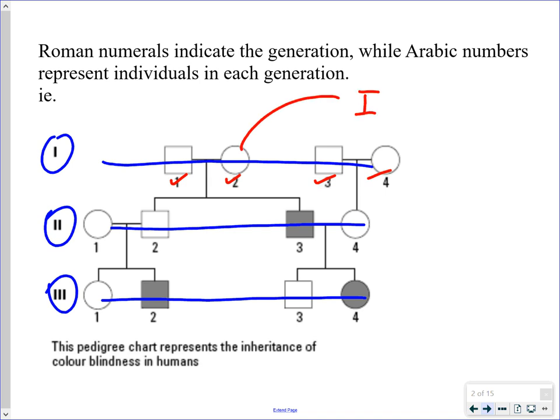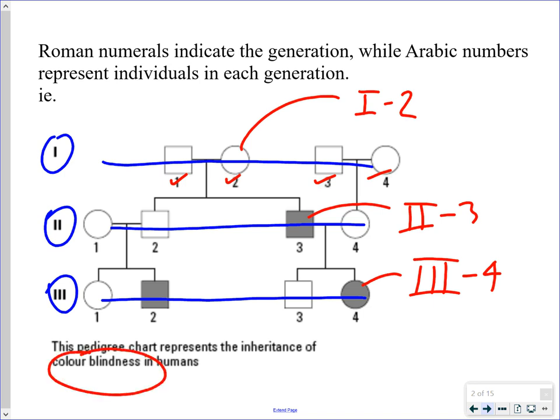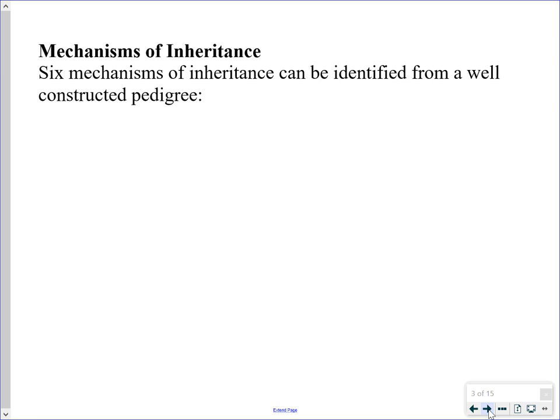This one would be Roman numeral 1, individual number 2. This one over here, Roman numeral 2, individual number 3. This one here, generation number 3 and individual number 4, and so on. This one here, in fact, is for the genetic condition of red-green color blindness. And we'll come back and take a look at exactly this example again in a few slides.